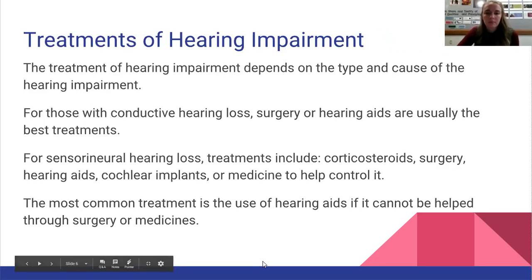So some of the treatment of hearing impairment. The treatment depends on the type and the cause of the hearing impairment. For those with conductive hearing loss, surgery or hearing aids are usually the best treatment. And for sensorineural hearing loss, treatments include corticosteroids, surgery, hearing aids, cochlear implants, or medicine to help control it. The most common treatment is the use of hearing aids if it can't be helped through surgery or medication.